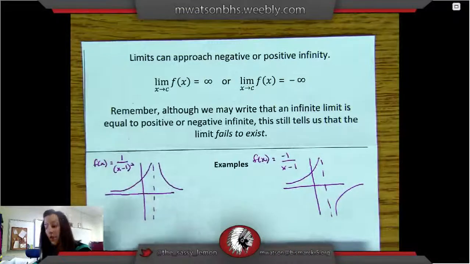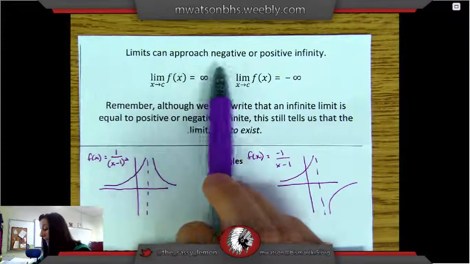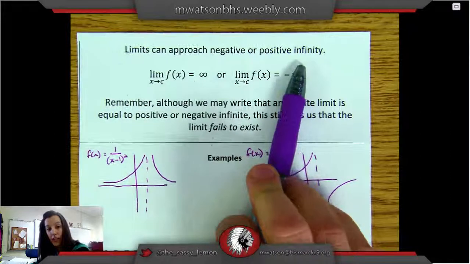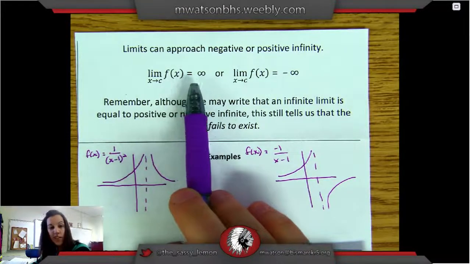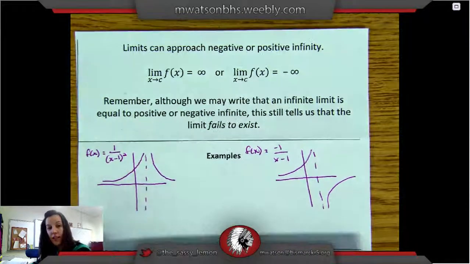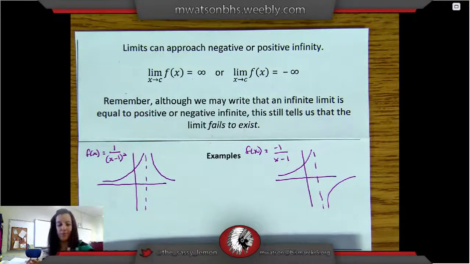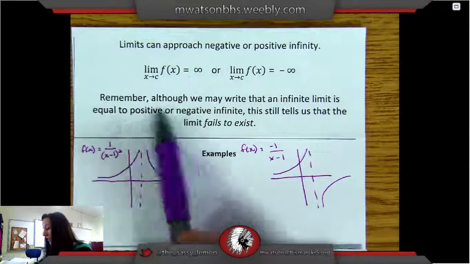All right, so we just talked about how limits can approach negative or positive infinity, and we discussed that this equal sign is not exactly true, but mathematicians understand that it's implied that since infinity is not an actual number, it's a concept, that this is actually an undefined limit. But for the sake of some algebra we'll do later, we're going to say that they're equal. And that's just what this talks about right here.